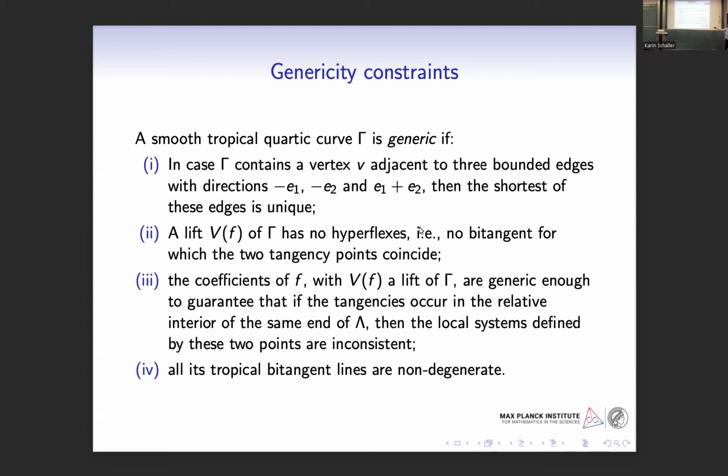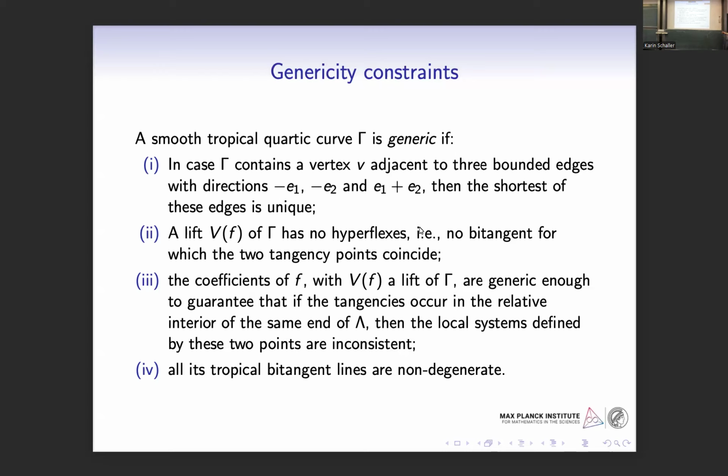And then the other conditions are on the lift of the curve, of the quartic curve. The lift has no hyperflex, there are no bitangents where the 2 tangency points coincide, or the coefficients of the lift need to be generic enough that if we have tangencies on the same leg of the tropical curve, they can't lift at the same time. These 2 are more conditions on the lift of the quartic curve.